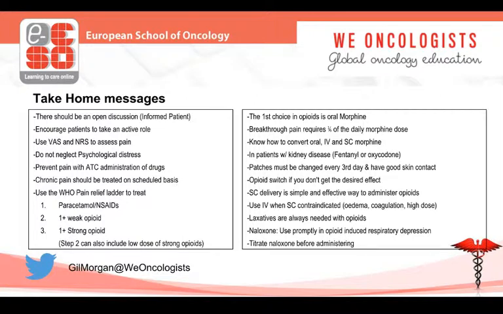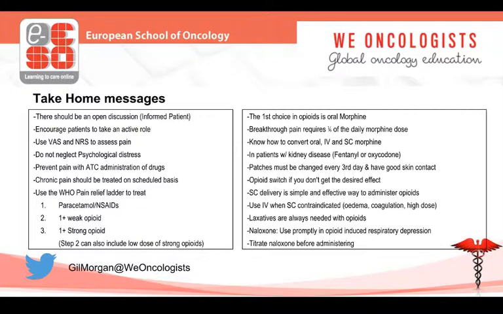The first choice opioid is oral morphine. Breakthrough pain requires 1/6 of the daily morphine dose. Always know how to convert oral, IV, and subcutaneous morphine. My tip is to have a copy of the conversion chart in your pocket.